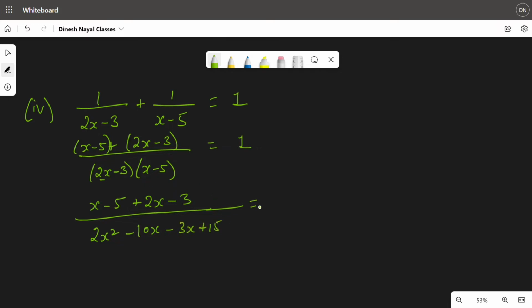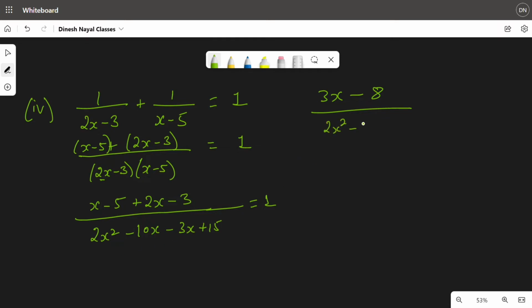Now minus 3 into minus 5 is plus 15, that's equal to 1. Now see, x plus 2x will be 3x, so this is 3x minus 8 upon this, which is 2x square minus 16x plus 15. Solving this equation.